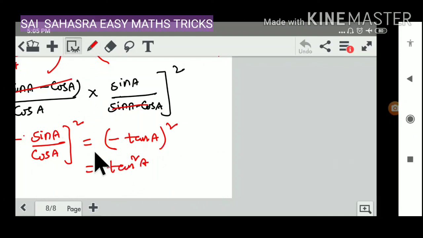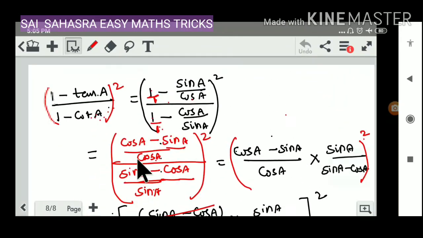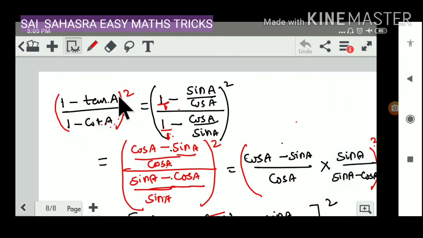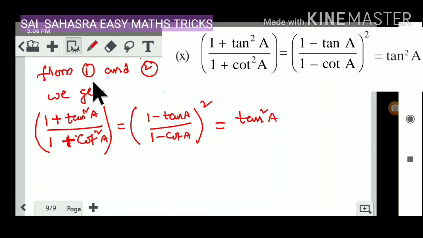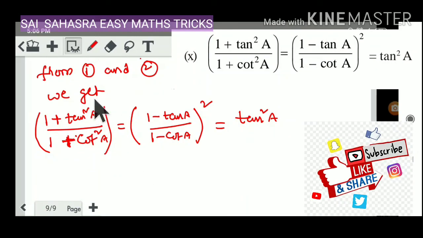We have taken 1 minus tan A by 1 minus cot A whole square, and we have proved that this is equal to tan square A. Say this one as second equation. From equation 1 and equation 2, we get 1 plus tan square A by 1 plus cot square A is equal to tan square A, and 1 minus tan A by 1 minus cot A whole square is also equal to tan square A. By combining the two equations, we can write this line.